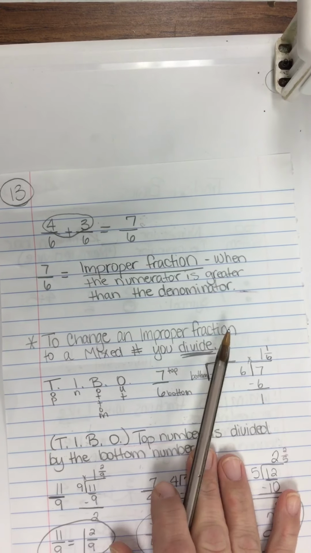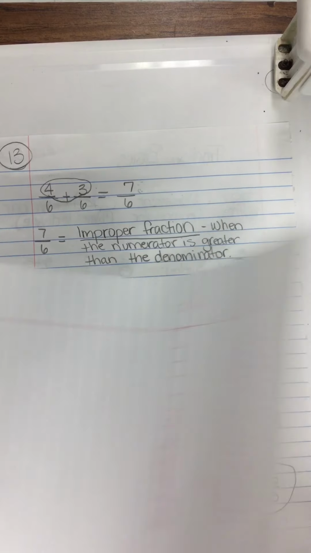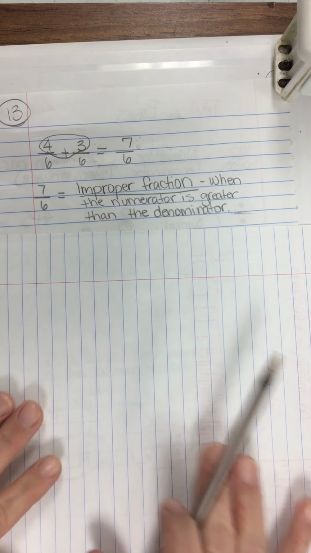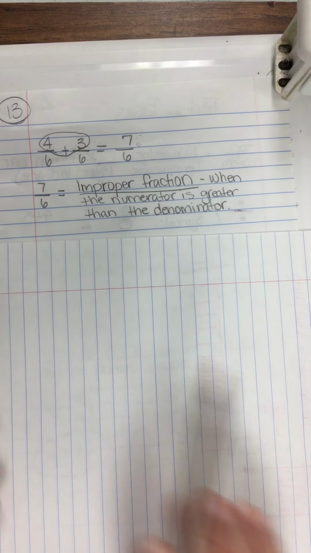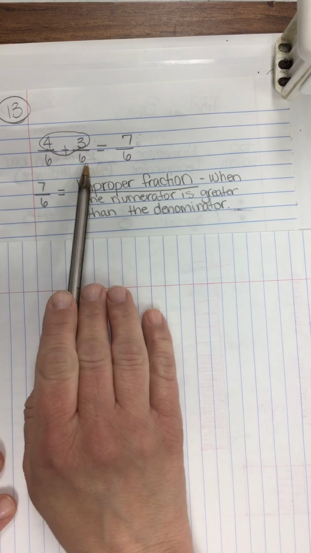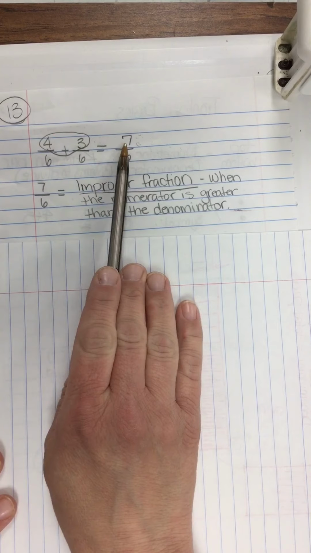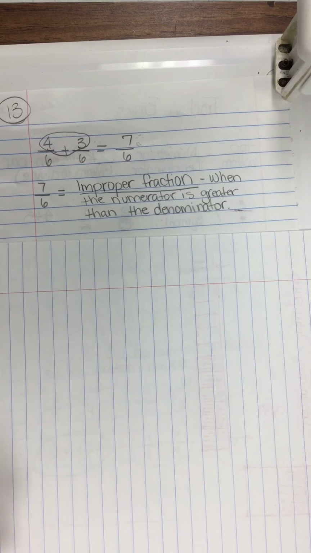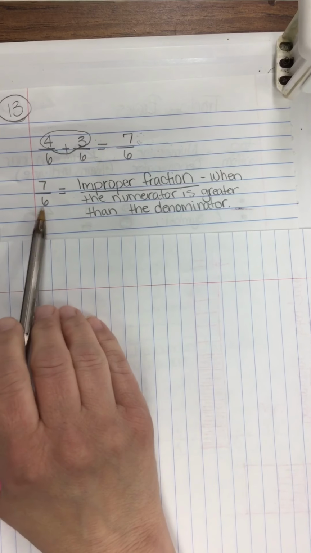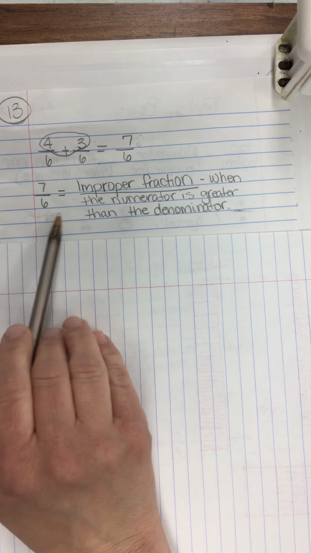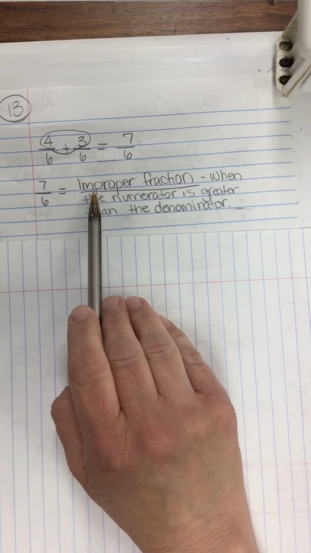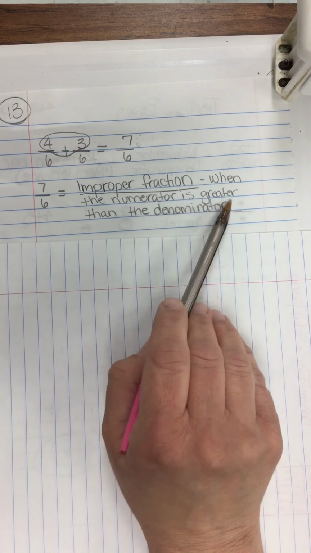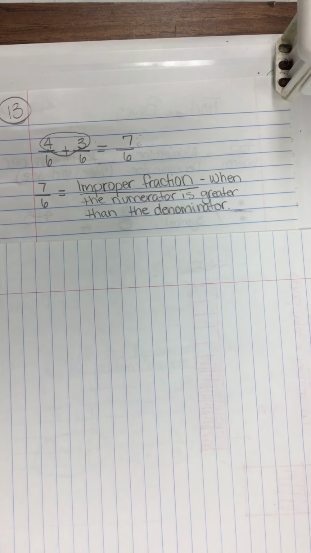Now let's look at a little bit of vocabulary. If I was to add 4/6 plus 3/6, 4 plus 3 equals 7, and 6 is my denominator. Well, this leads us into what an improper fraction is. An improper fraction is when the numerator is greater than the denominator.